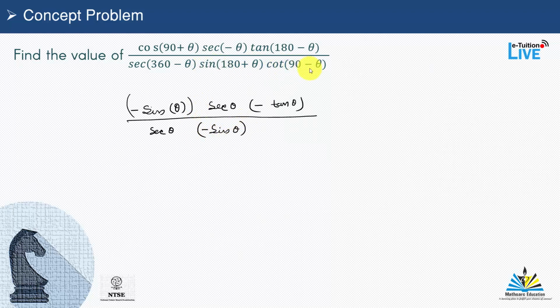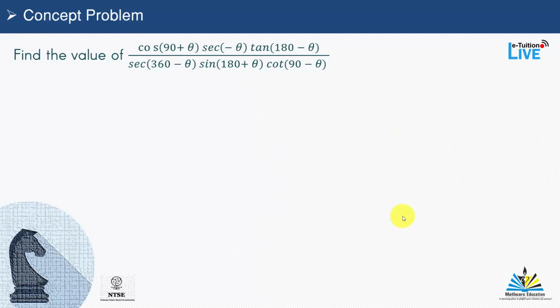Now cot 90 minus theta is tan theta. This is a change about the y-axis, so cot will change into tan, and in the first quadrant all trigonometric ratios are positive, so this is a positive sign. Now we can cancel them. Sec theta will cancel by sec theta, and minus sine theta you can cancel by minus sine theta, and here you can observe that minus 1 is the answer to this question.